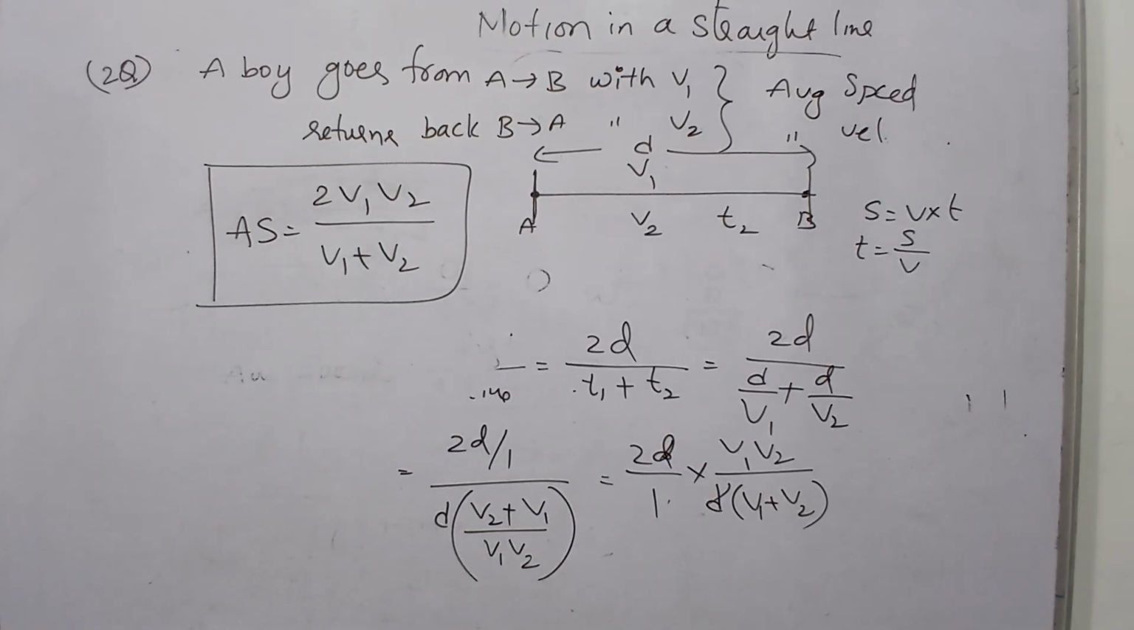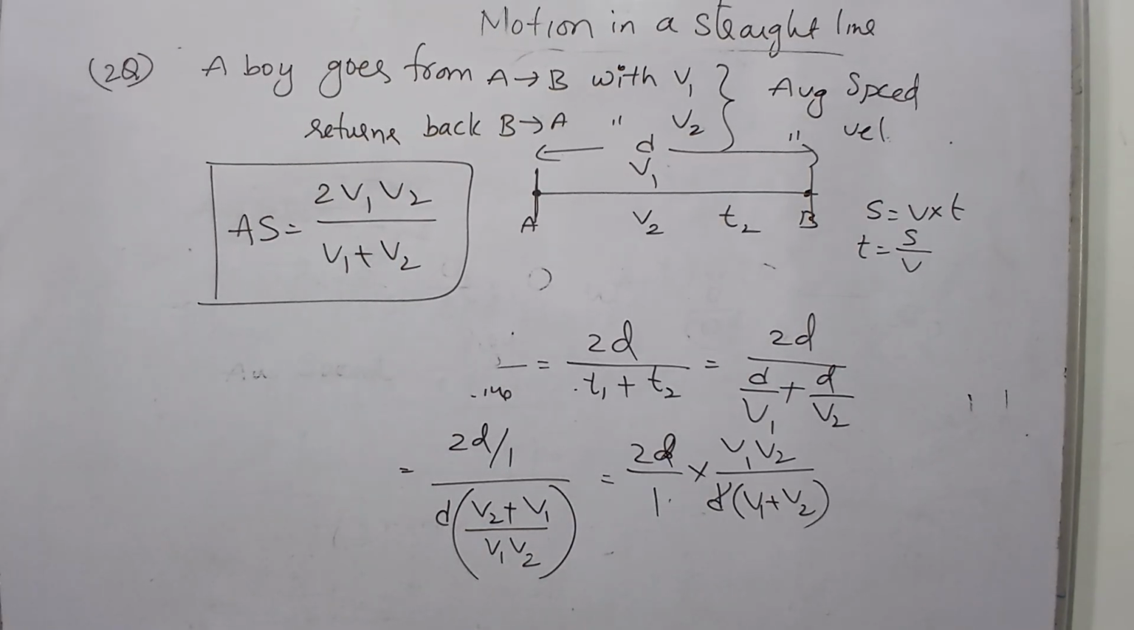But average velocity is 0. Once again I am repeating, if you start from A, went to B with a velocity v1, again you came back from B to A with v2 velocity. What is the average speed? It is 2v1 v2 by v1 plus v2, but average velocity is 0. Why? Because average velocity is the total displacement by total time. Displacement is 0, hence the average velocity is also 0.